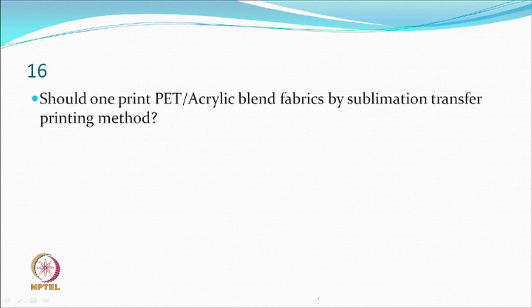Should one print polyester acrylic blended fabrics by the sublimation transfer printing method? First of all, these two fibers, from a thermal stability point of view, are very different in character. Polyester, you can take it to 220 degrees centigrade and also feel good about it, and a lot of things can happen. Acrylics at higher temperatures start getting yellow.